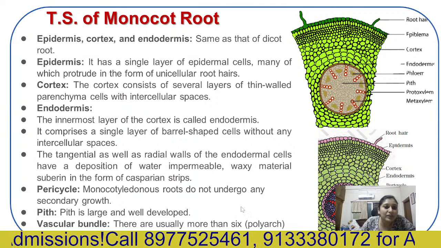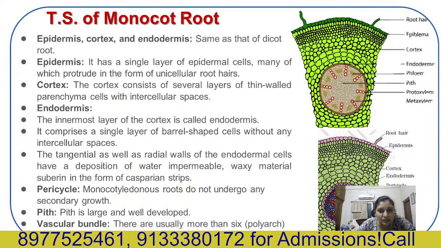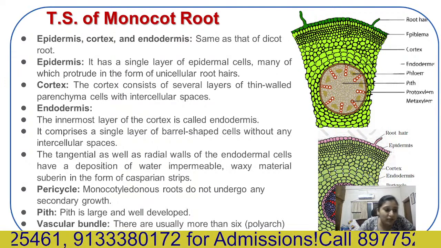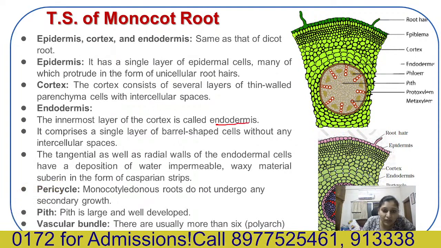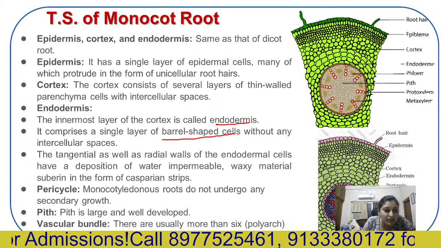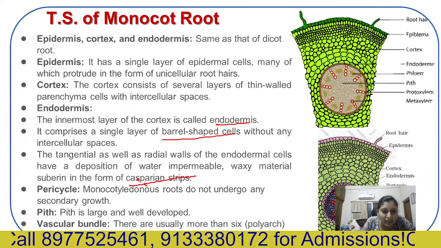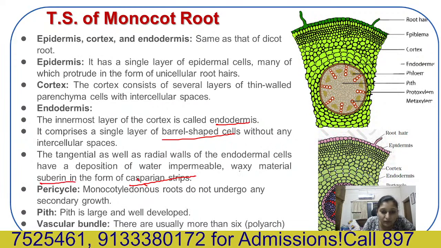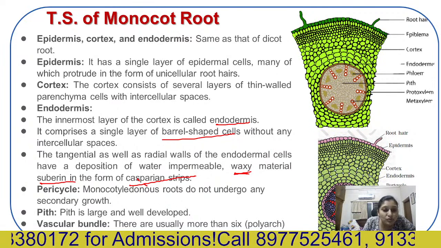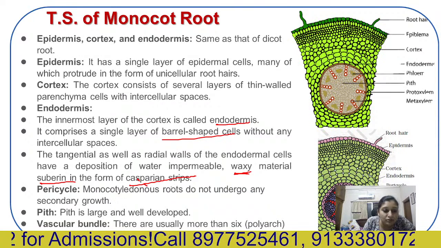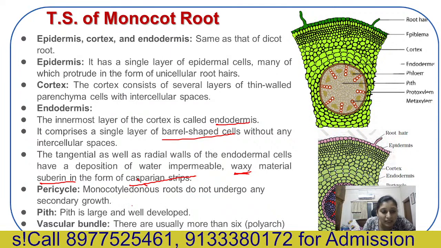So epidermis, cortex, and endodermis regions are common in monocot as well as dicot. In the endodermis, the innermost layer of the cortex, it is made up of barrel-shaped cells without intercellular spaces, and there is also the Casparian strip made up of suberin, a waxy material. Then pericycle, similar. The monocot root does not undergo any secondary growth, so there is no initiation of lateral roots from the pericycle.